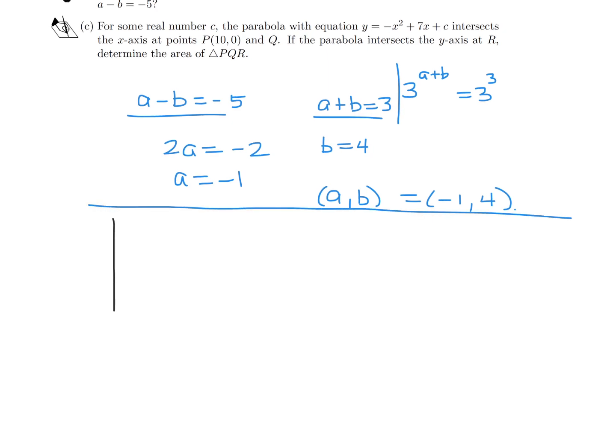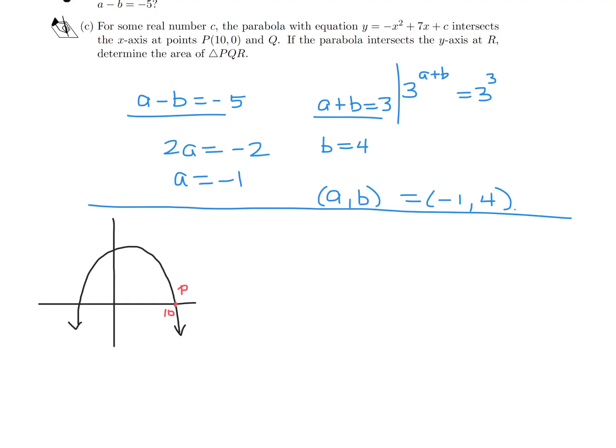Let's draw a graph and see what this kind of looks like. I have no idea what this looks like, to be honest, but I'm just going to guess that it's minus x squared, so it's going to point downward. And so let's just say it's something like this. Then we are told that P is (10, 0), so I'm going to put P there, at 10.